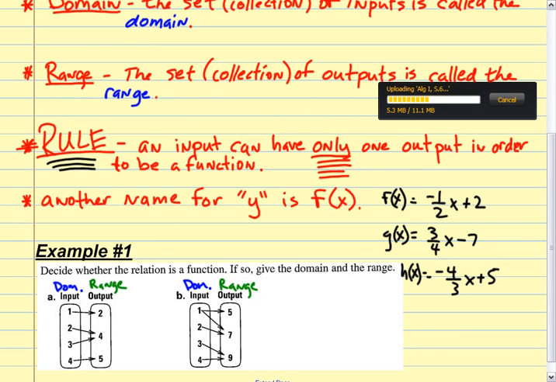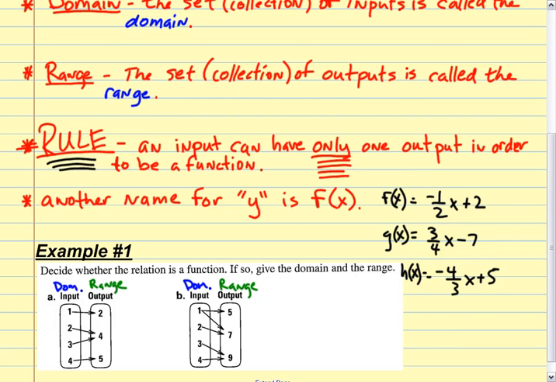But we're giving these functions different names, so when we graph them, we can just write their name by it: f of x, g of x, h of x. They're just different names for the function, okay? But do you see that I just took the y away and I put that f of x in there?